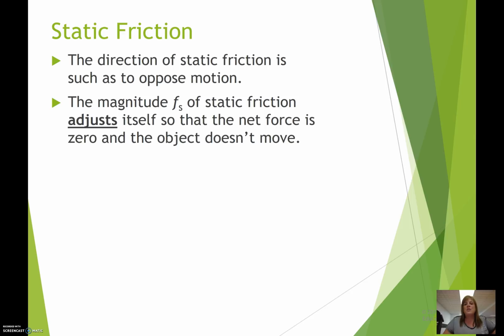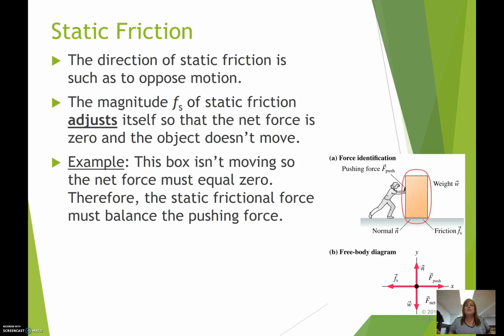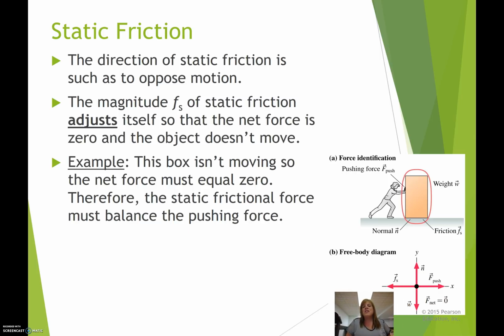Also, the magnitude of the static frictional force isn't just a constant. We can't just calculate it and it's the same thing every time. It adjusts itself so that the net force is zero and the object doesn't move. So for example, if we take a look at this lady pushing on this box, this looks like a really heavy box. So she starts to push it and the net force must be zero because she's not moving. So the static frictional force must be balancing the pushing force so that our net force equals zero.